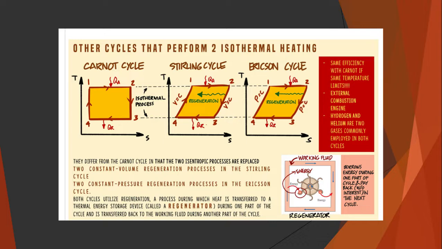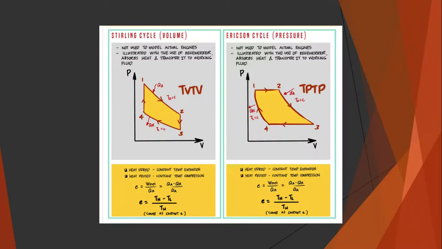So, Stirling cycle naman. Mas maaalala natin siya as TVTV. So, isothermal, then isochoric, isothermal, then isochoric. Tapos para naman dito sa Ericsson cycle, is mas madali na, ito is medyo nagkamali lang, pero sa totoo is siya talaga ay PT-PT since nag-start siya sa isobaric processes.